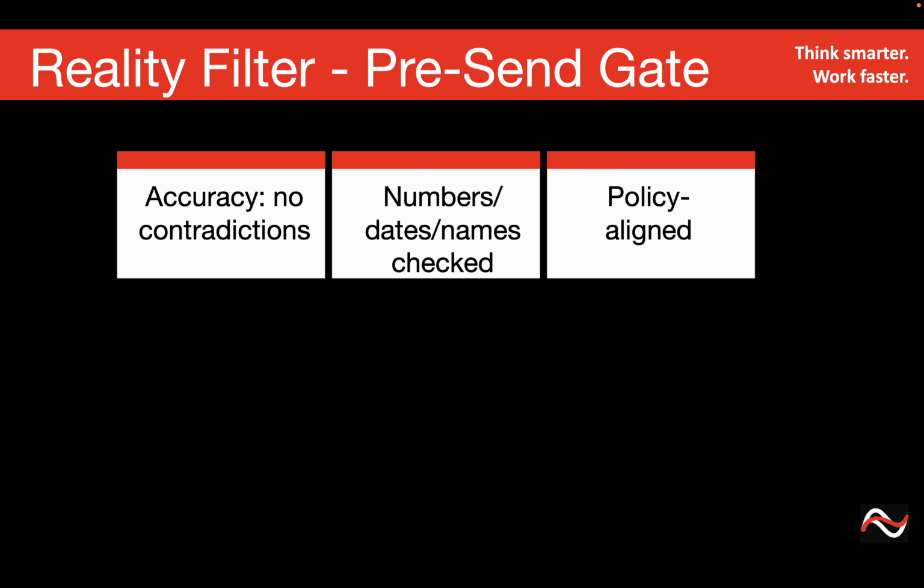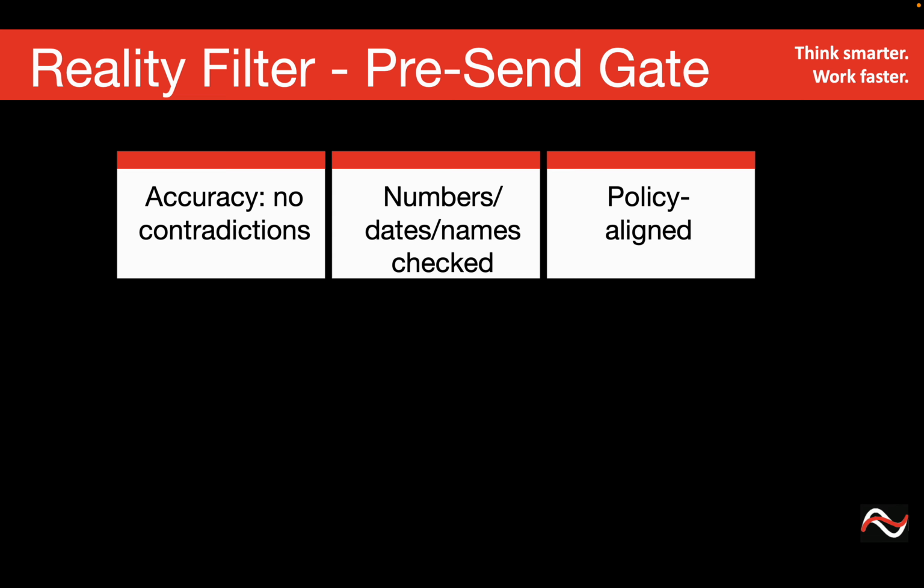Before you send any AI-assisted work when the stakes are high, use this brief gate to ensure accuracy with no contradictions, confirm numbers, dates, and names, and then align with company policy. Do it again.